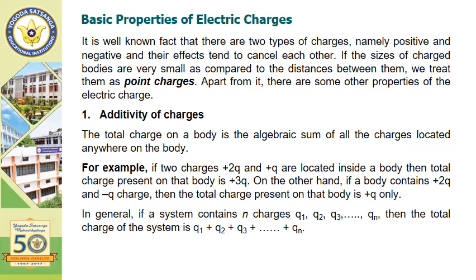If the size of charged bodies is very small as compared to the distance between them, we treat them as point charges. Just like in the case of point objects, if the size of an object is very small compared to the distance traveled by it, it is termed a point object. A similar case happens here.